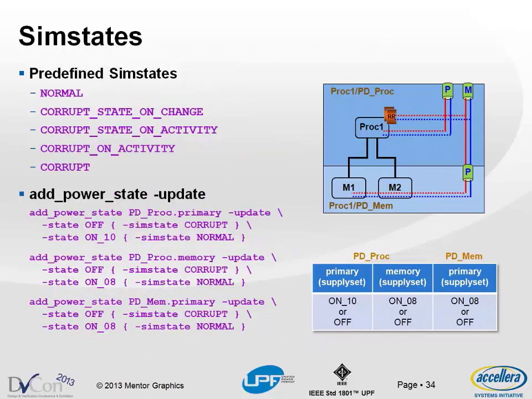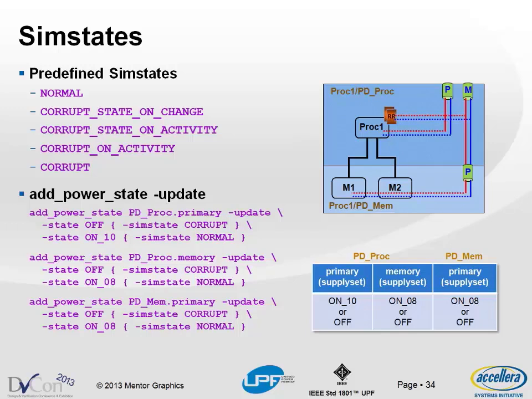I also have the ability in UPF 2.0 to talk about the behavior of these various states. In this case, for state off, I've specified SimState corrupt, and for state on, each one of the on states, I've specified SimState normal. This is essentially what you get by default in 1.0. You've just got on and off. When it's on, things operate normally as if the power is on, just like regular HDL simulation. When it's off, things get corrupted because the power is off, things don't function. So we represent that by corrupting the signal values.